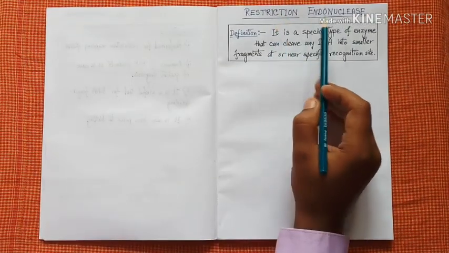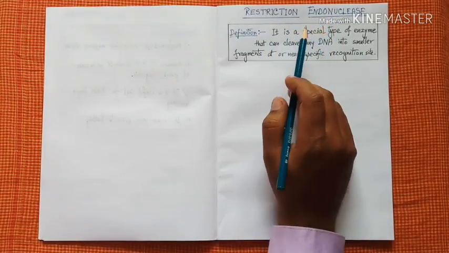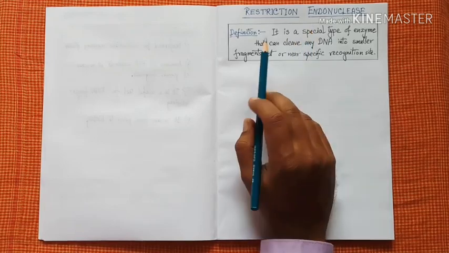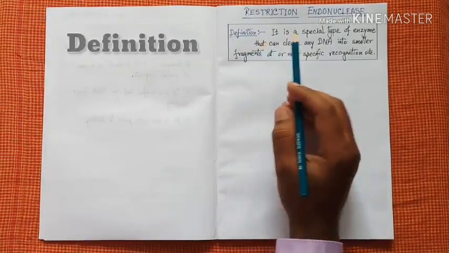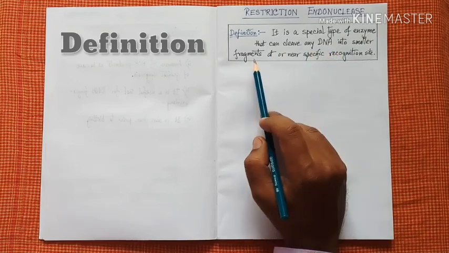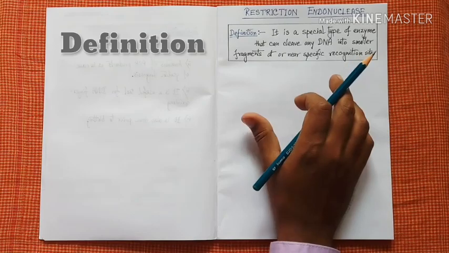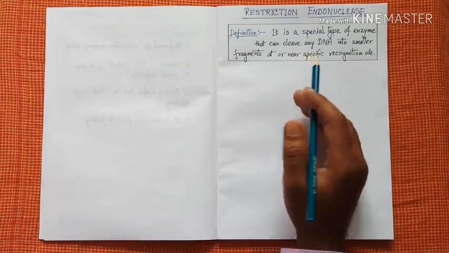Restriction endonuclease, simply known as restriction enzyme, is a very important enzyme in biotechnology. At first, let's know about its definition. It is a special type of enzyme that can cleave any DNA into smaller fragments at or near a specific recognition site. So this is only the simple definition of restriction enzyme.